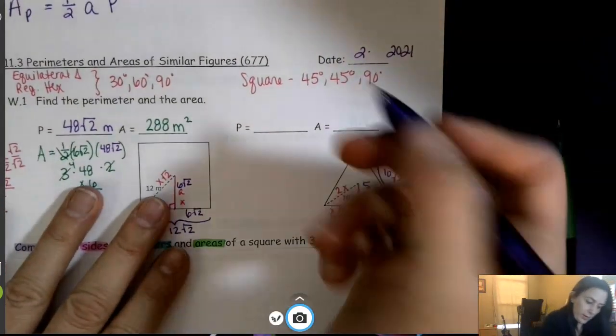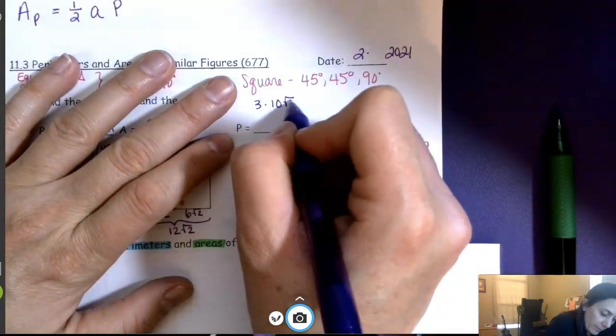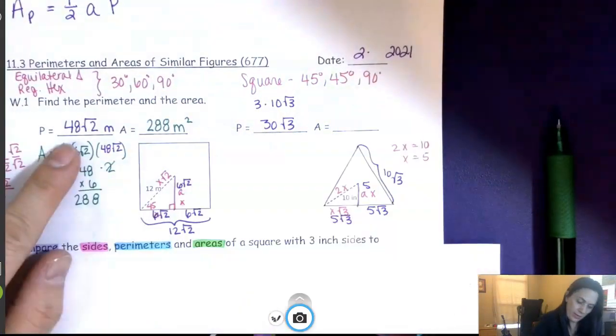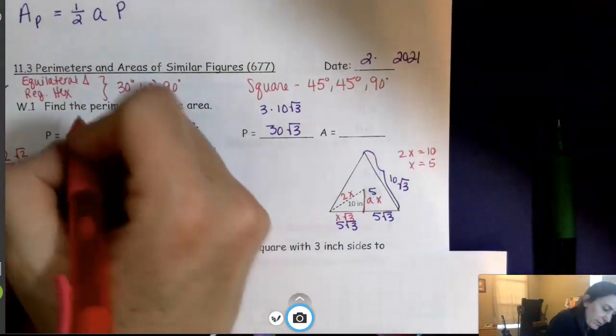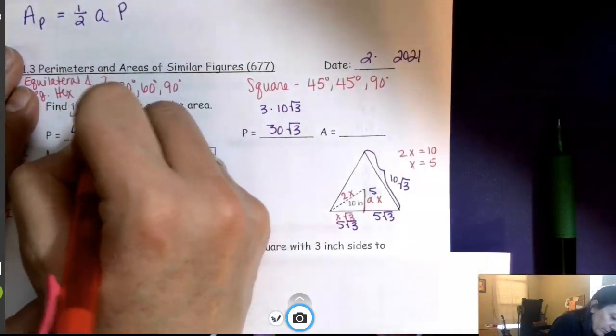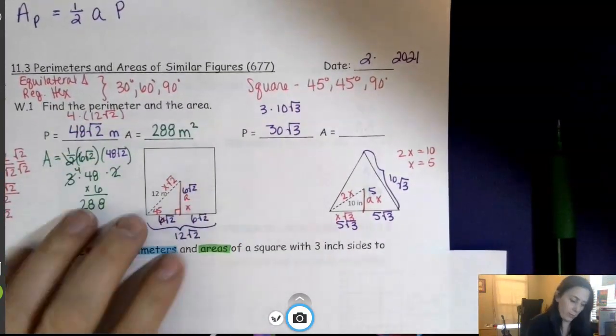So my perimeter again is 3 times 10 root 3, giving me 30 root 3 for my perimeter. I could do that over here too. I didn't write it, but it was 4 times 12 root 2. So that's where I got my perimeter here, my perimeter here.